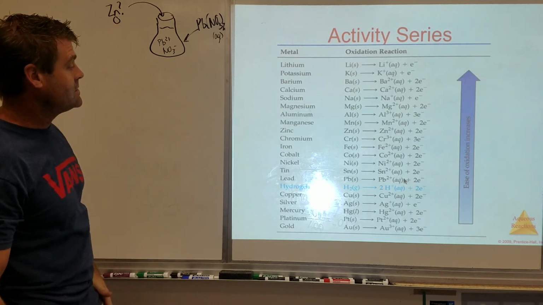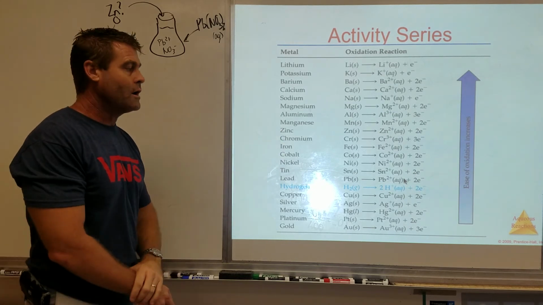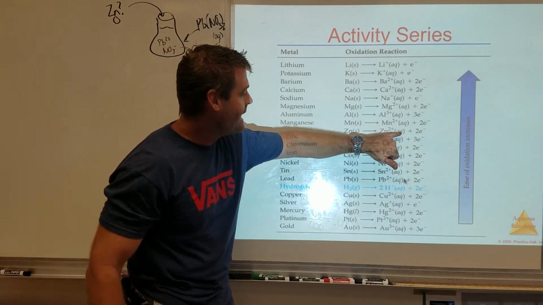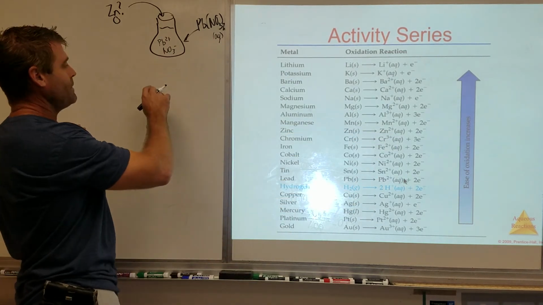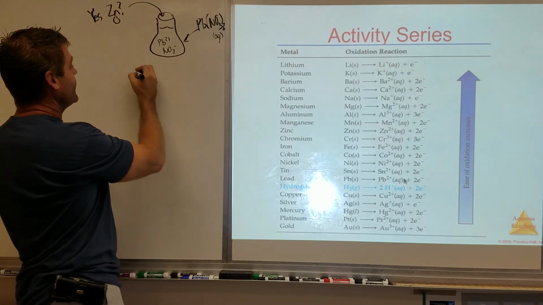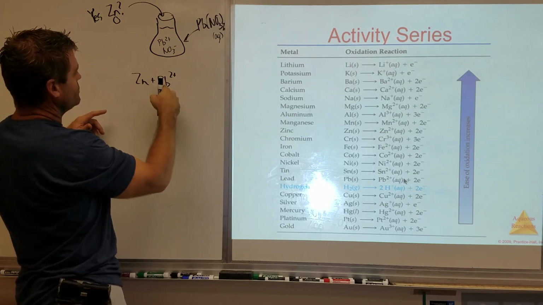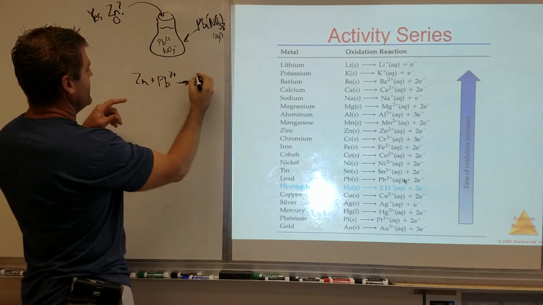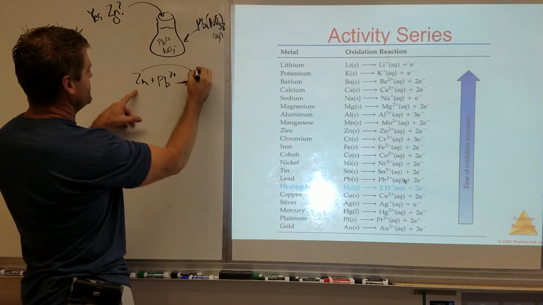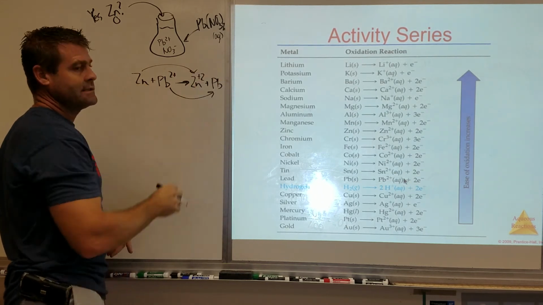So I look on my activity series. I look at zinc, and I look at lead. Which is the more active metal? Zinc. Zinc is more likely to be oxidized than lead. So what will happen? The answer to that is yes. There will be a reaction. What's going to happen is zinc will be put into this solution with lead ions, and because the zinc is more inclined to be oxidized, the zinc will become oxidized, and the lead will become reduced. So yes, there will be a reaction.